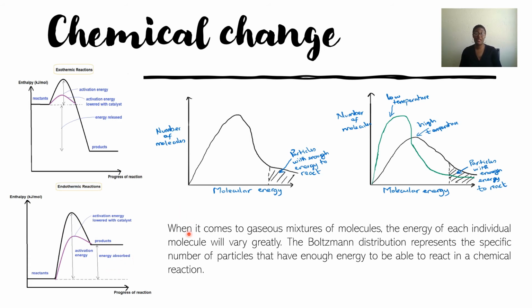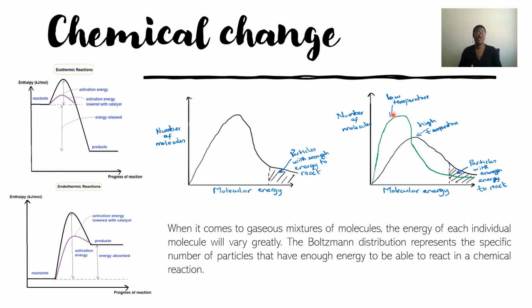Now, when it comes to gaseous mixtures or gaseous reacting molecules, the energy of your individual molecules or individual particles varies. So now Boltzmann's distribution comes in to help us represent the specific number of particles that have enough energy to react in a chemical reaction. Your Boltzmann distribution looks like this, where in the shaded portion here you will have your particles with enough energy to react, in a graph of number of molecules versus the molecular energy.